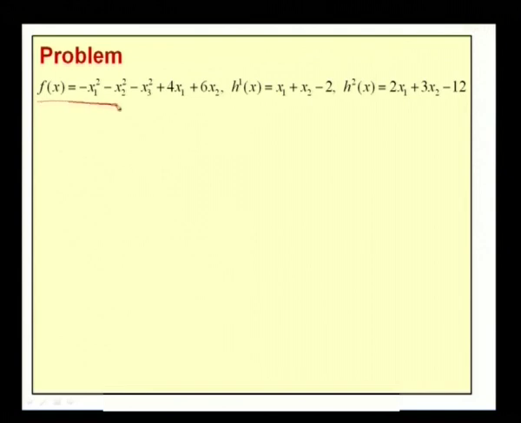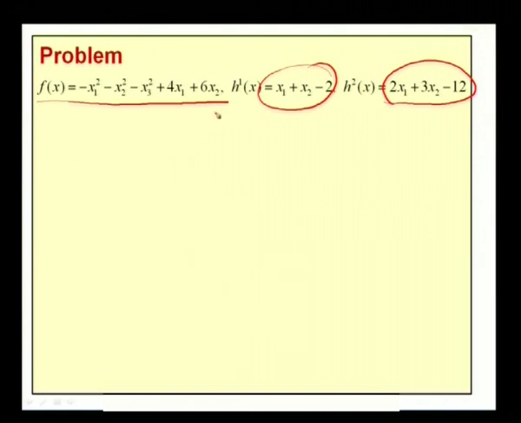Welcome back. Before the break, with the help of Kuhn-Tucker conditions, we solved a nonlinear programming problem involving a single constraint. Now, we consider a nonlinear programming problem involving two inequality constraints. For the given problem, the function f of x is minus x1 squared minus x2 squared minus x3 squared plus 4x1 plus 6x2, and the first constraint h1 of x is x1 plus x2 minus 2, and the second constraint h2 of x is 2x1 plus 3x2 minus 12. So, the given problem has an objective function with two constraints h1 and h2.